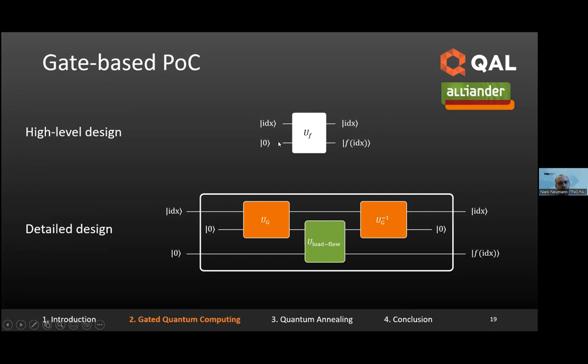Well, if we open this white box up, we see that it contains two orange blocks and a green box. The orange box is used to prepare a graph, a network, together with the edges that we want to turn on and off. Then we perform a load flow check on this specific network. Then we uncompute the network again, because otherwise our search algorithm will fail. We cannot correctly do it.